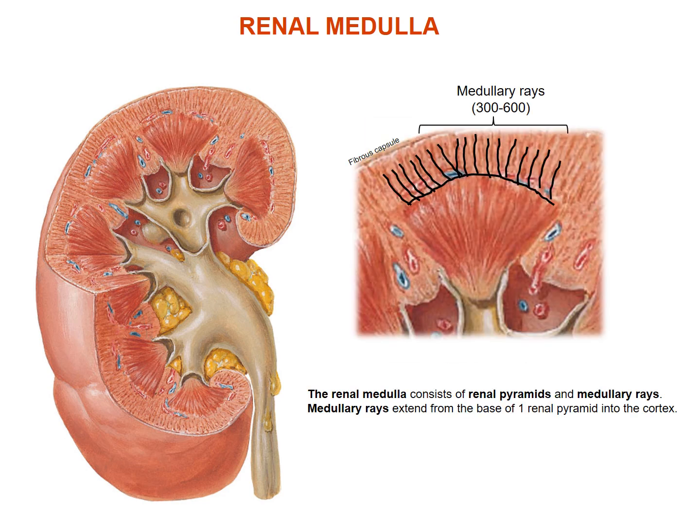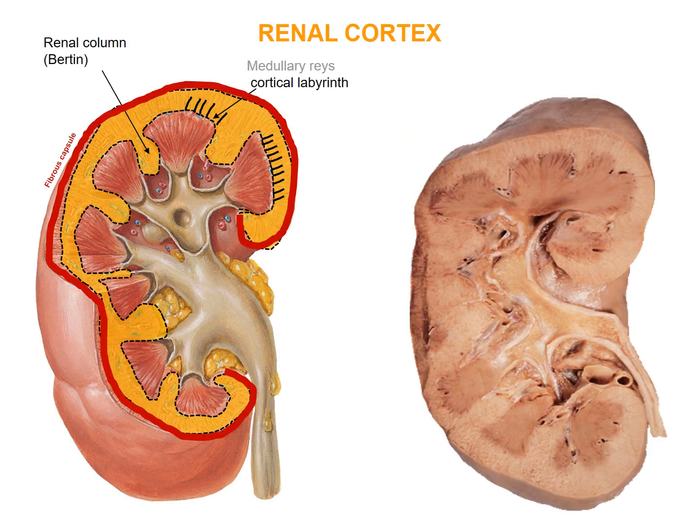The renal medulla consists of renal pyramids and medullary rays. 30 to 60 medullary rays extend from the base of one renal pyramid into the cortex. Medullary rays are parts of the medulla inside the cortex. The renal cortex consists of renal columns of Bertin and cortical labyrinth. Renal columns are extensions of cortical tissue that run between two renal pyramids. Cortical labyrinth is cortical tissue that arches over the bases of pyramids and convolutes between the medullary rays.